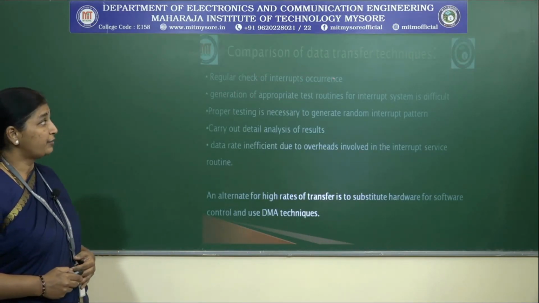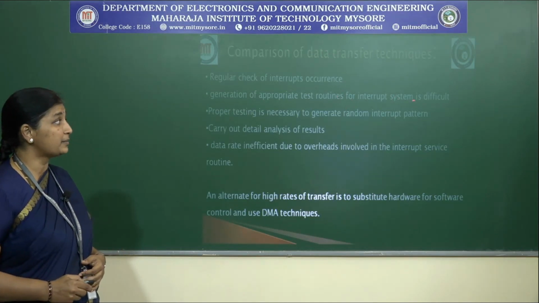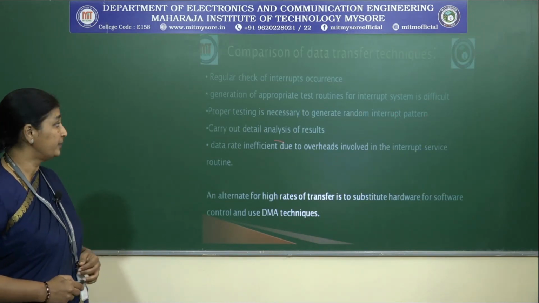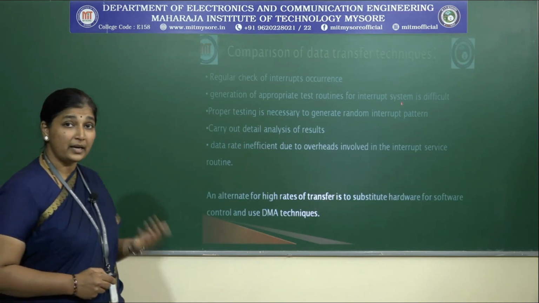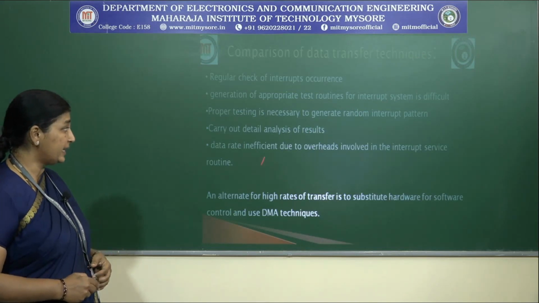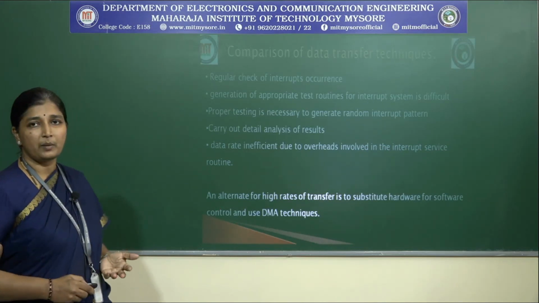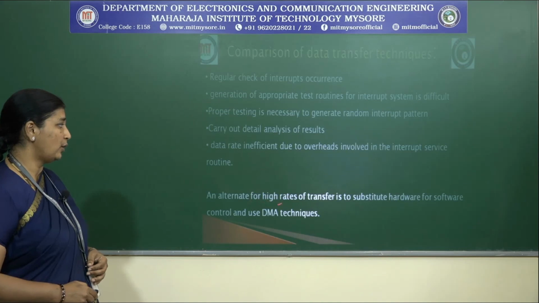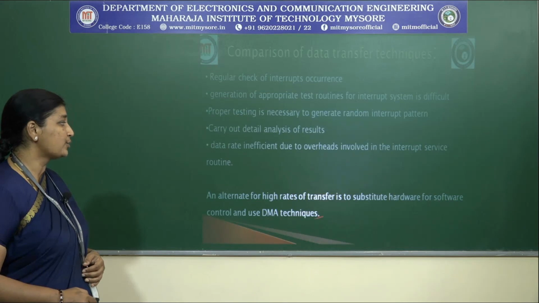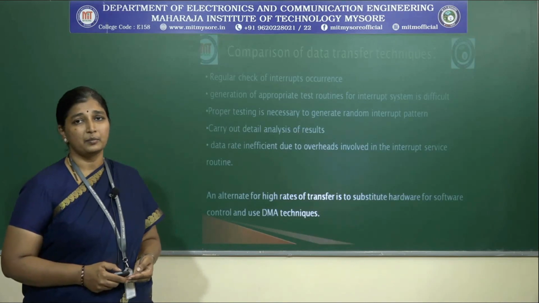A regular check of interrupts has to occur. Then generation of an appropriate test routine for the interrupt system is very difficult. Proper testing is necessary to generate random interrupt patterns. If there is any random interrupt pattern, that has to be addressed. Detailed analysis of the result has to be carried out. Data rate is inefficient due to the overhead involved in the interrupt service routine. So there is a need for an alternate way of high rate of transfer, in the substitution of hardware for software control and the use of DMA techniques. So there is definitely a need for better interrupt handling capabilities.